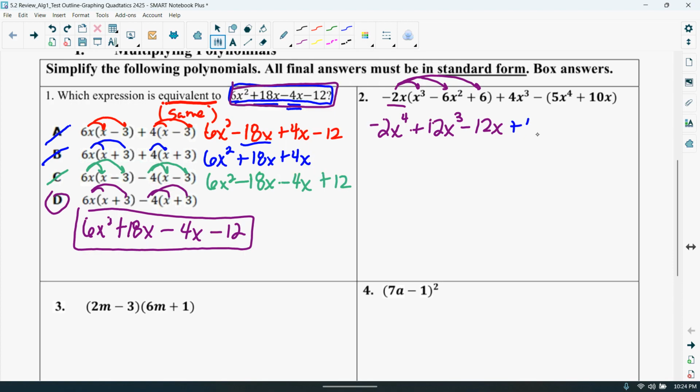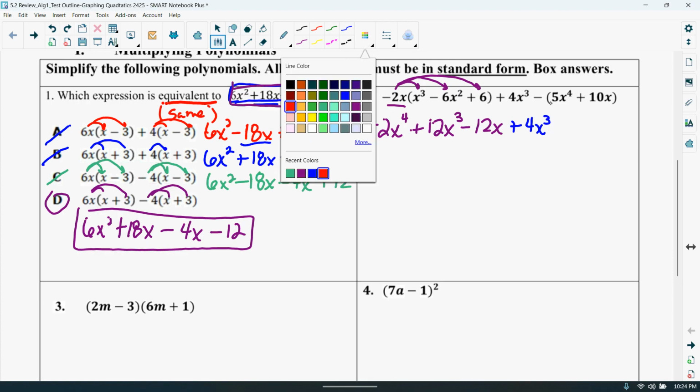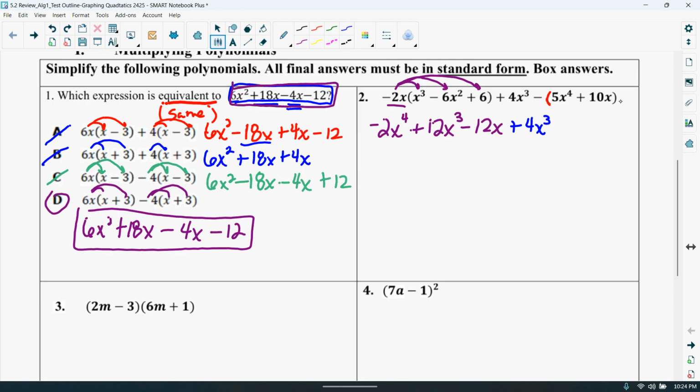We just got plus 4x cubed. But I wanted to see if you remember, if I don't see a number in front of the parentheses, what that number is. Exactly, it's a negative 1. So we're going to distribute this negative 1 to each term. So this is going to be minus 5x to the 4. And a negative 1 times this 10x is going to be minus 10x.